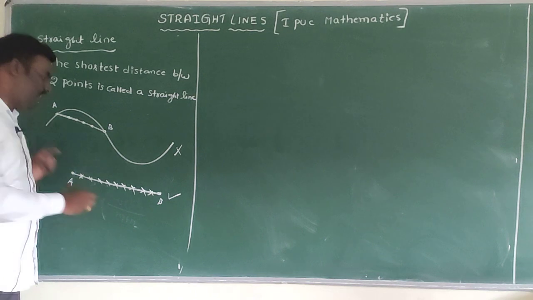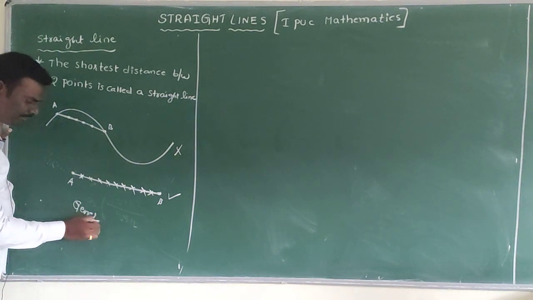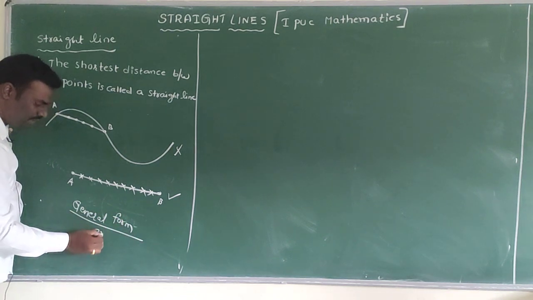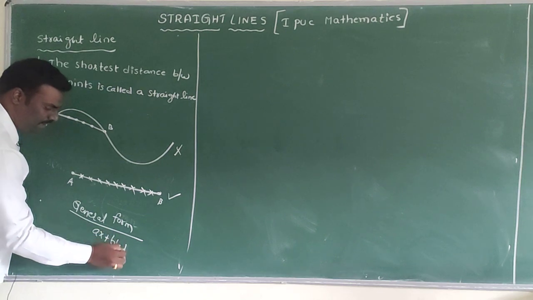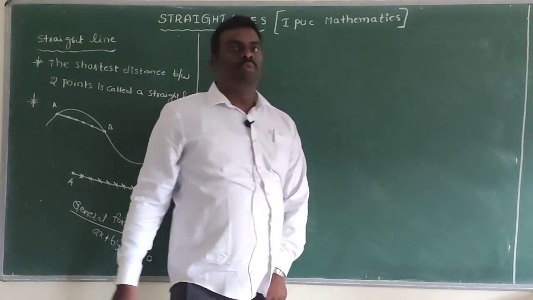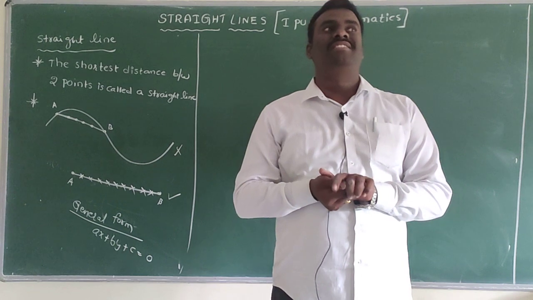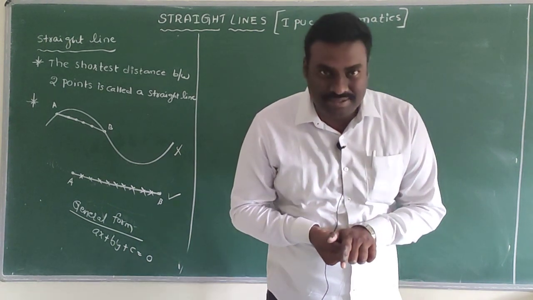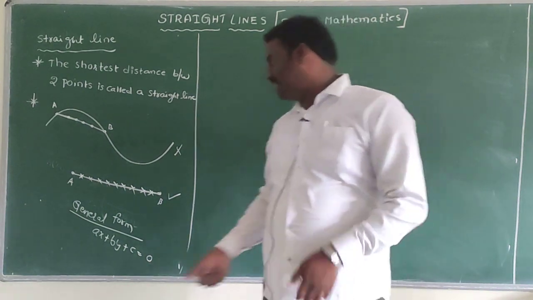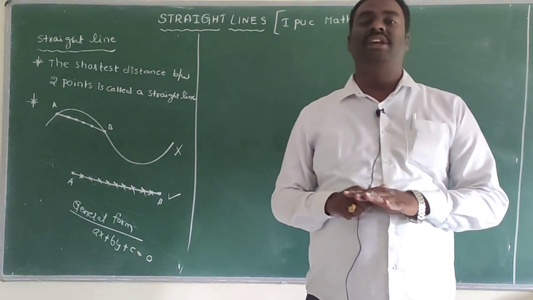Now, what is the form of a straight line? The general form of a straight line is ax plus by plus c equals 0, where a, b, c are real numbers, or we can say constants. A straight line is in the form of ax plus by plus c equals 0.